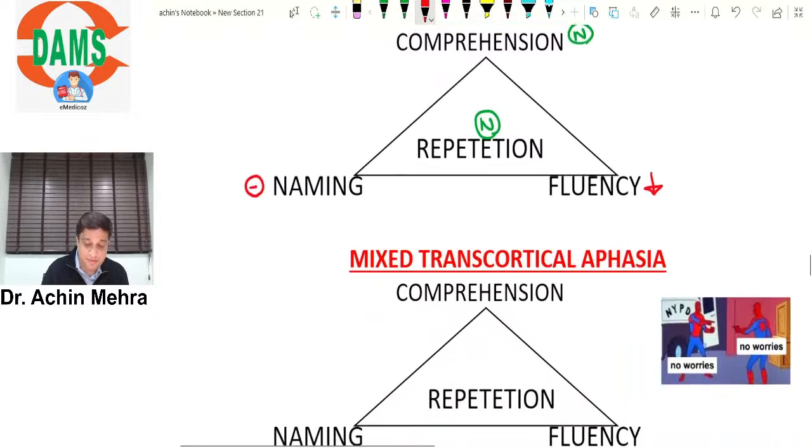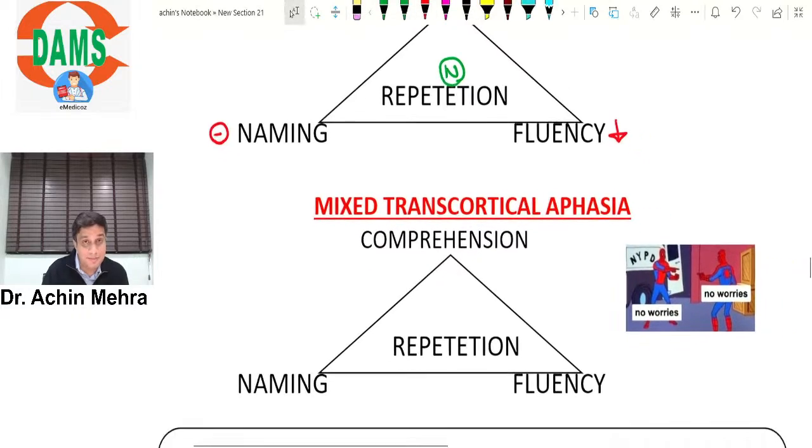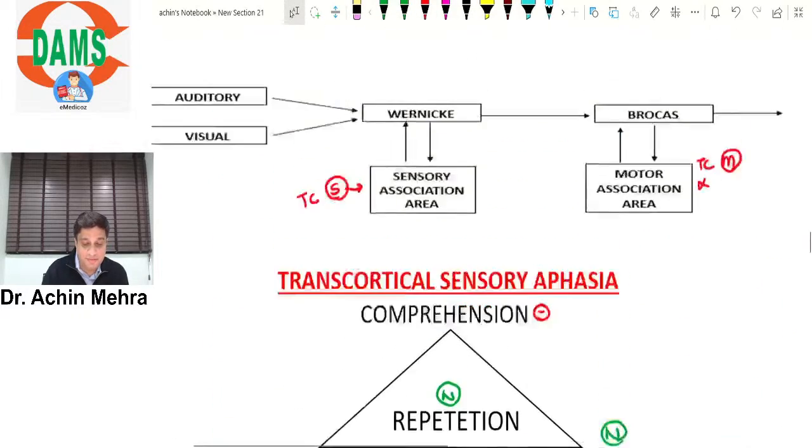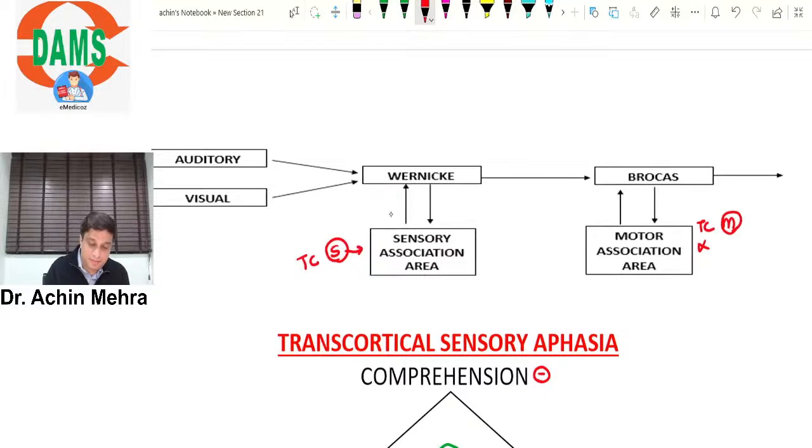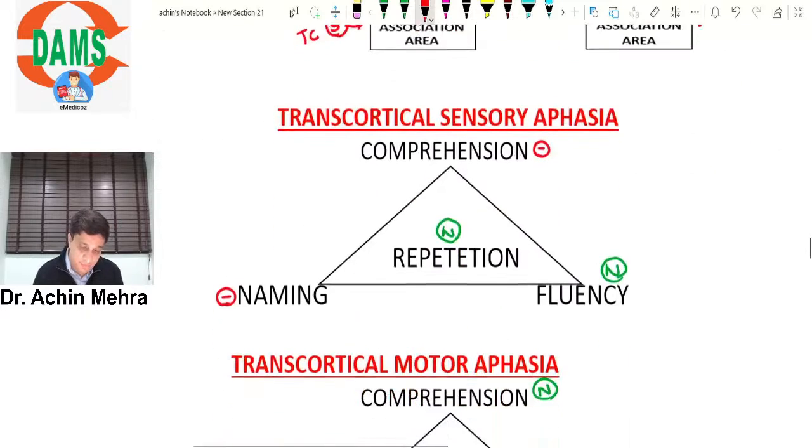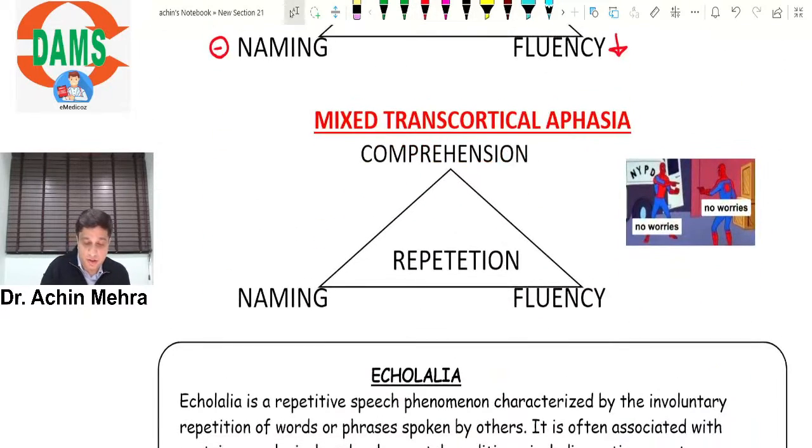And then finally we have the mixed transcortical aphasia, in which the damage lies somewhere between this part. The mixed transcortical, the damage lies over here. The connection of these association areas with their respective parent Wernicke's and Broca's areas. So this time in my patient, the comprehension, fluency, naming, everything is lost, and one thing remains perfectly intact. What is that? Repetition. That old Spider-Man meme I saw.